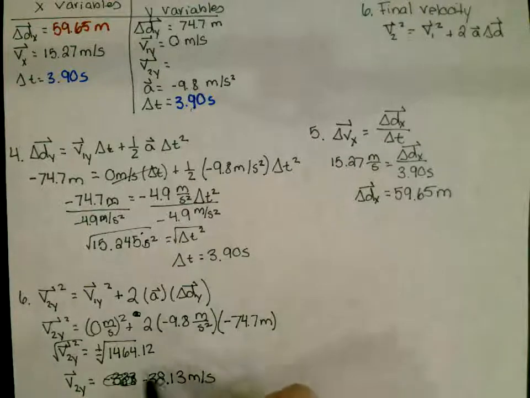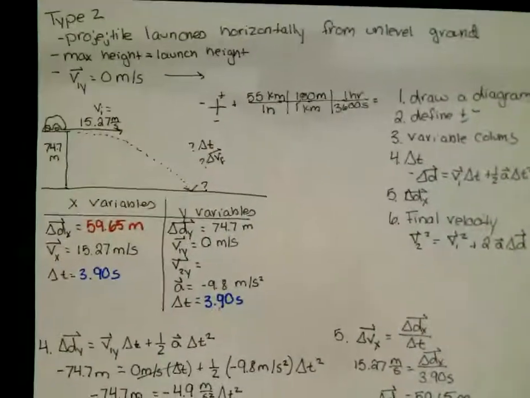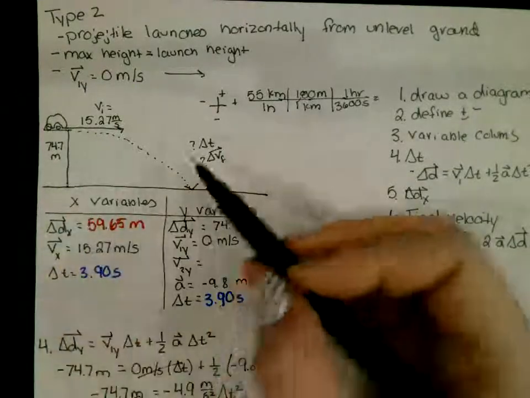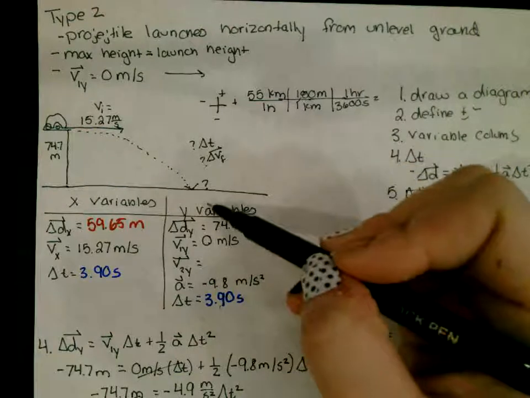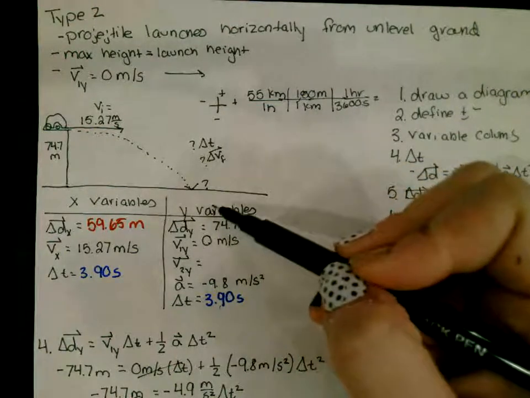All right, so some of y'all might wonder why I chose the negative when I took this square root. And I chose the negative because the negative is down. And if we look at our problem up here, our final velocity isn't up in the air down here. Our final velocity is heading down towards the ground. So we're going to use the negative there.